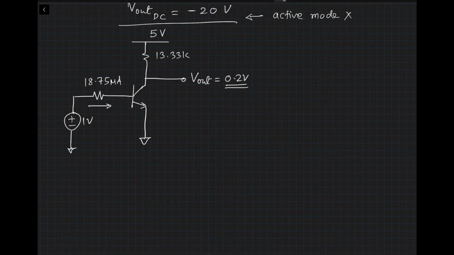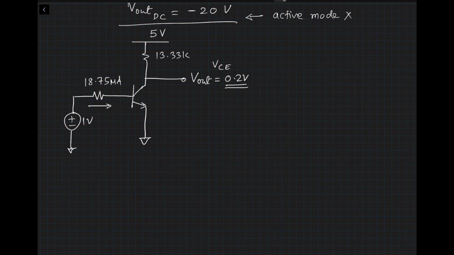So since we assume the transistor is in saturation mode, then the output voltage will be somewhere close to 0.2 volts, depending upon the level of saturation. If it's at the borderline of saturation, then we say it's maybe 0.3 volts VCE. This is VCE, the collector to emitter voltage.